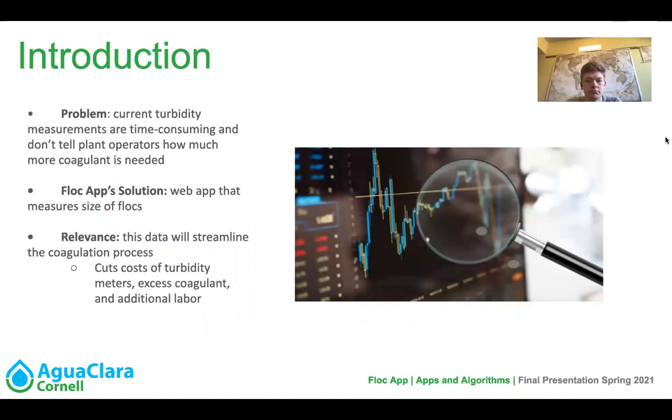So Floc app is aiming to expedite the feedback cycle on the coagulation process. And to do this, we're creating a web application that will size the flocks. Using this data, the coagulation teams will have more accurate data within a faster time frame that they can use to adjust the coagulant levels. And ultimately, the solution will save time and cost for the plants. This web application will also work offline so that the plant operators can access the web application even if Wi-Fi isn't available.